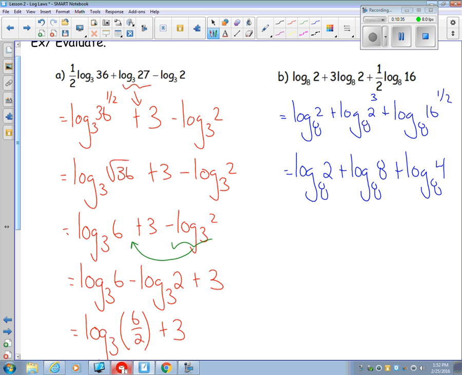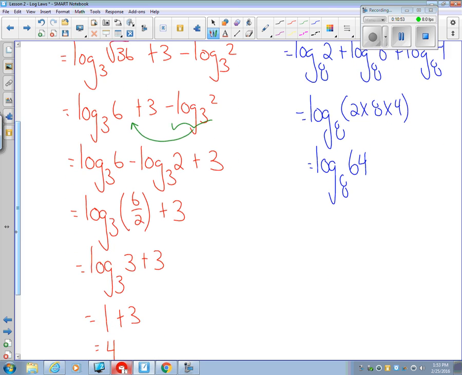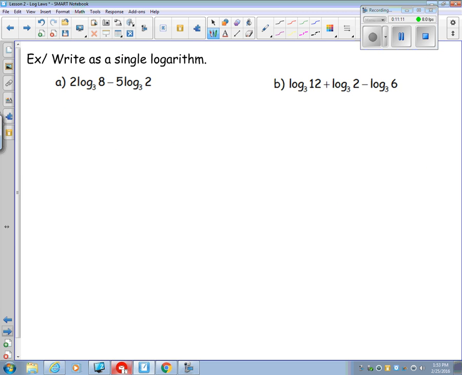Okay, I've got 3 logs that are all going together. What can I do with those numbers? I know that I can multiply 2 times 8 times 4. And if I do that, 2 times 8 is 16, 16 times 4 makes 64. Can I think of 8 to the power of something being 64? Sure I can. 8 squared is 64. So that is 2. Okay, just by playing with our logarithms a little bit and using our rules sort of go forwards and backwards, sometimes one format's helpful, sometimes a different format's helpful. We've got to be comfortable going to both formats.